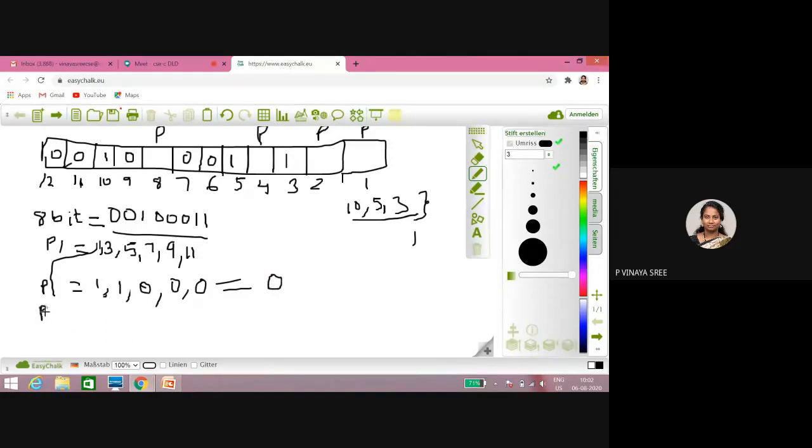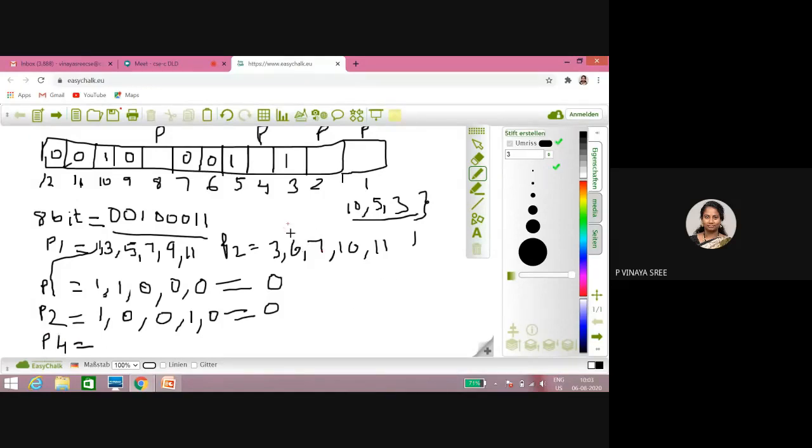Okay. Next, coming to P2. P2 values are 3, 6, 7, 10, 11. So 3 is 1, 6 is 0, 7 is 0, 10 is 1, 11 is 0. So again we have two ones. Number of ones we need to calculate. If it is even, simply place 0. Next, P4.